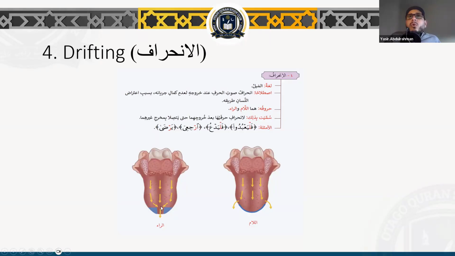Ar, you could see it. If you keep saying ar, you can see the sound is going only from that area. While in the case of the lam, it's the opposite. For the lam, the tip of the tongue is always touching and the sound is going from the sides. That's what we call al-inhiraf.